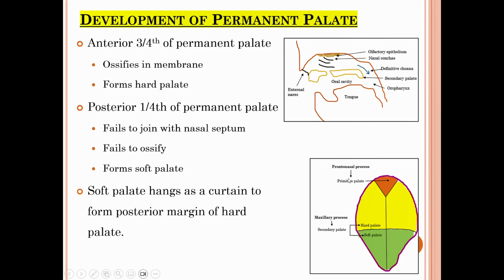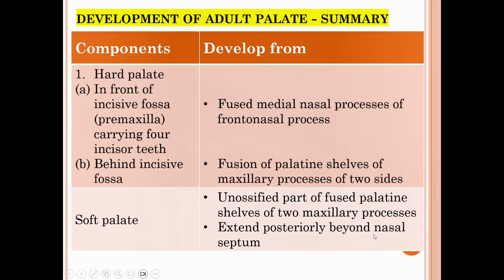So you can see here the frontonasal process forms the intermaxillary segment, which forms the primary palate, or we can say premaxilla. The maxillary process forms the secondary palate, and from here there is formation of the hard palate and soft palate. So the summary of development of the adult palate: the hard palate in front of the incisive fossa is known as the premaxilla, where there will be 4 incisor teeth.